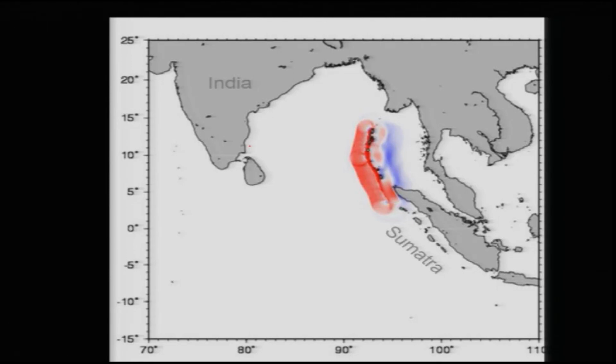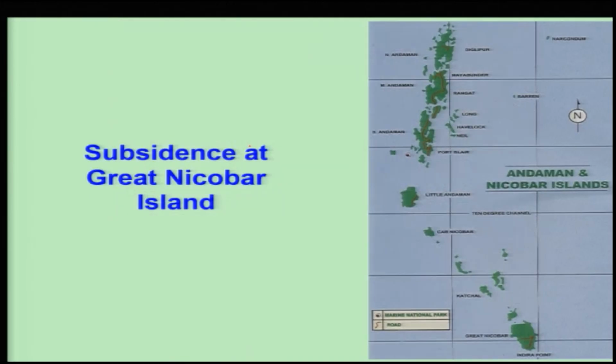Now, looking at the subsidence and uplift in this region of Andaman, what we found was that we started from Great Nicobar, that is Indira Point, the southernmost tip of the Andaman.